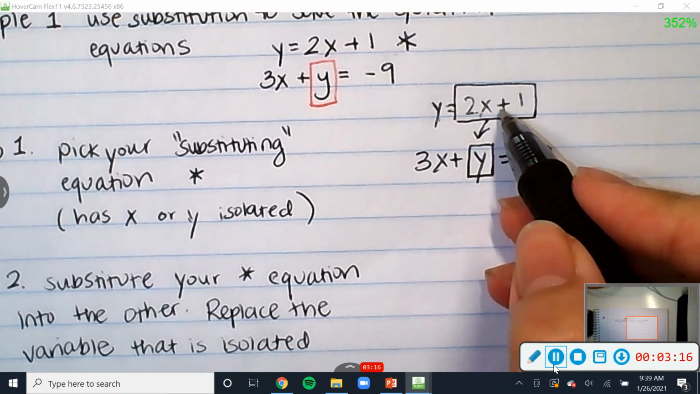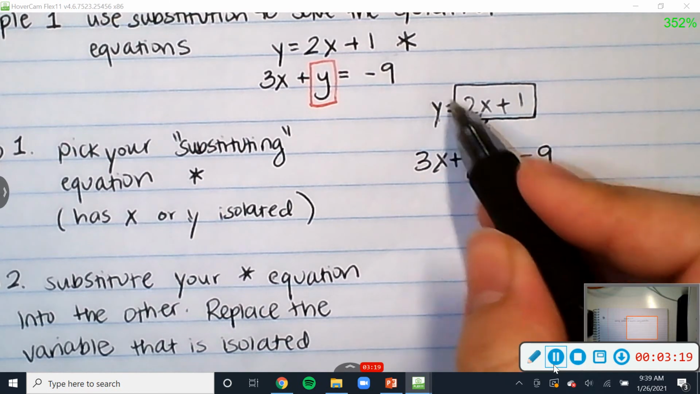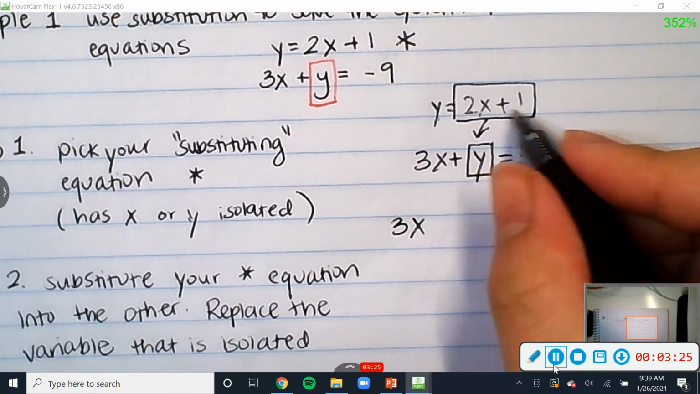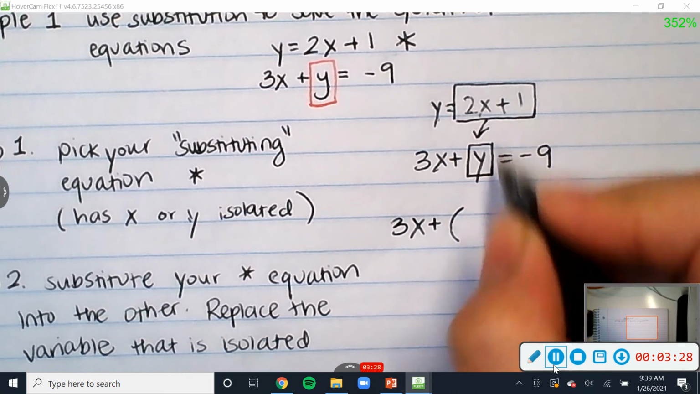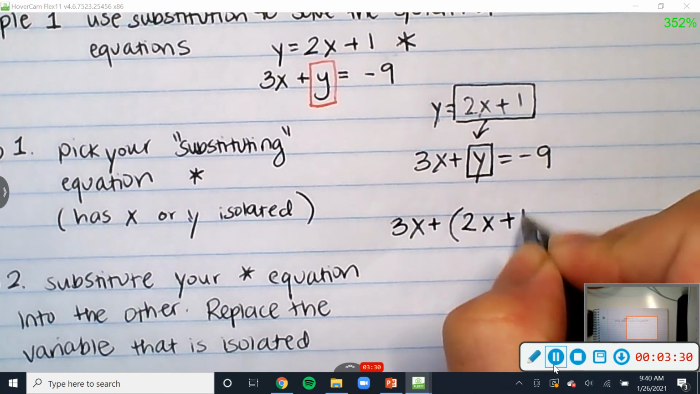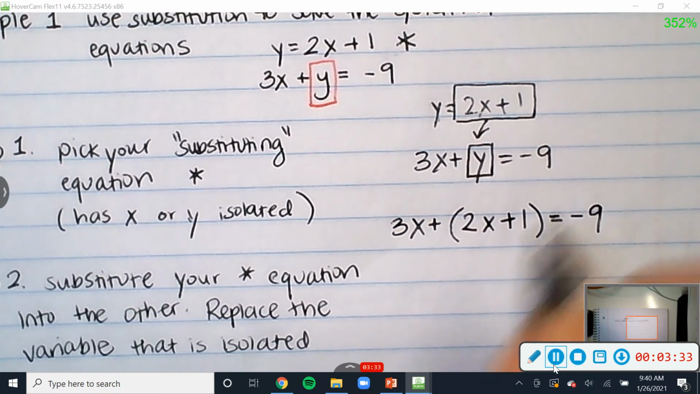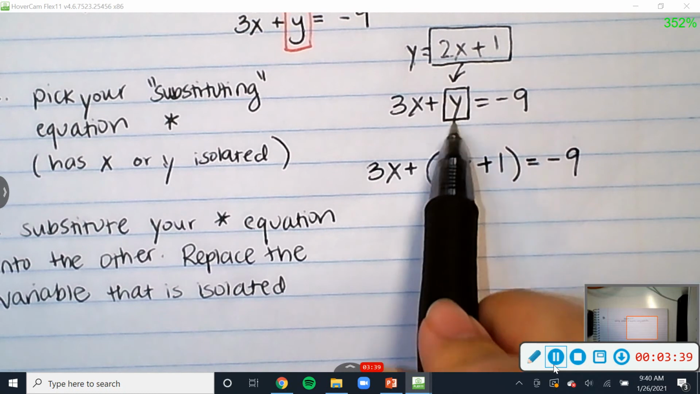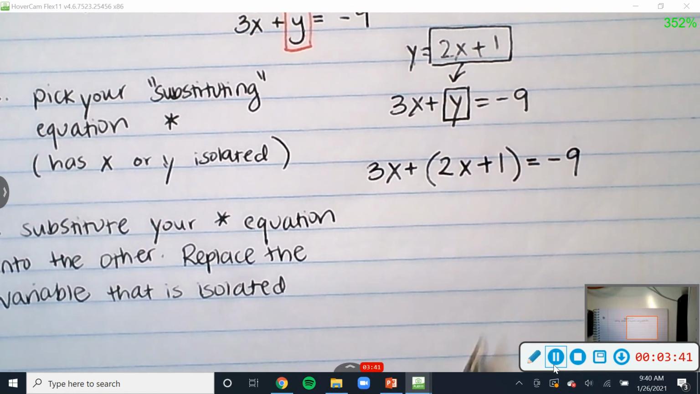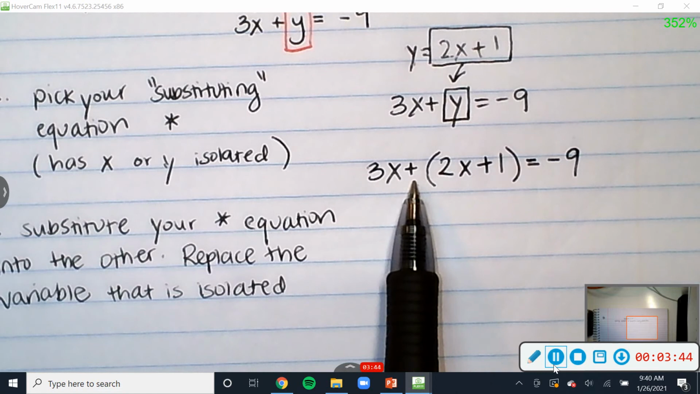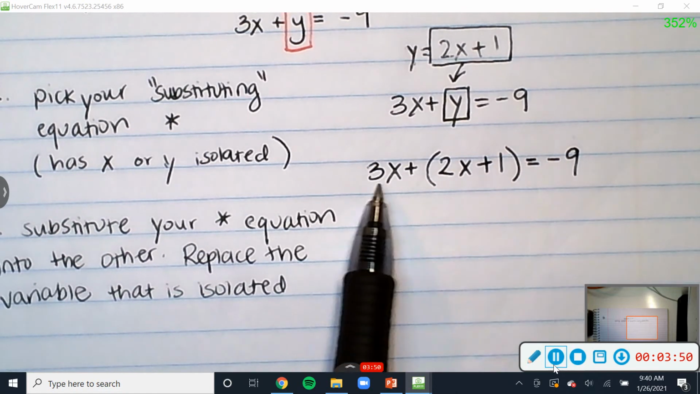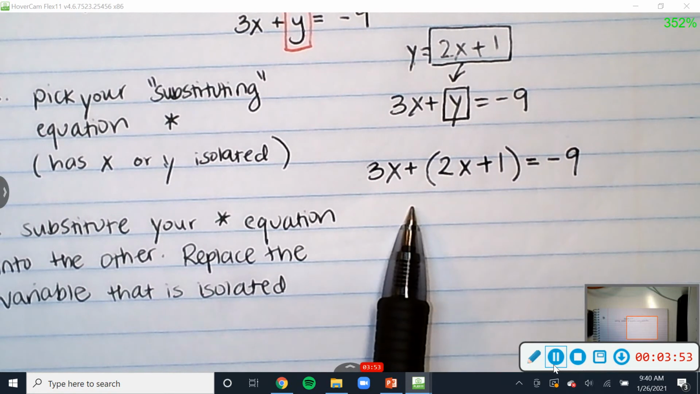So I'm going to put the whole thing, 2x plus 1. You don't include this part of the equation, just your algebraic expression. I'm going to use parentheses anytime I am substituting anything into an equation. So I use parentheses to show that I have plugged in 2x plus 1. I've totally replaced this y. This y is now gone. And if you look at the equation, now all we have are x values, right? 3x plus (2x plus 1) equals negative 9. Once you see that you only are left with one type of variable, you know you've done the step correctly.